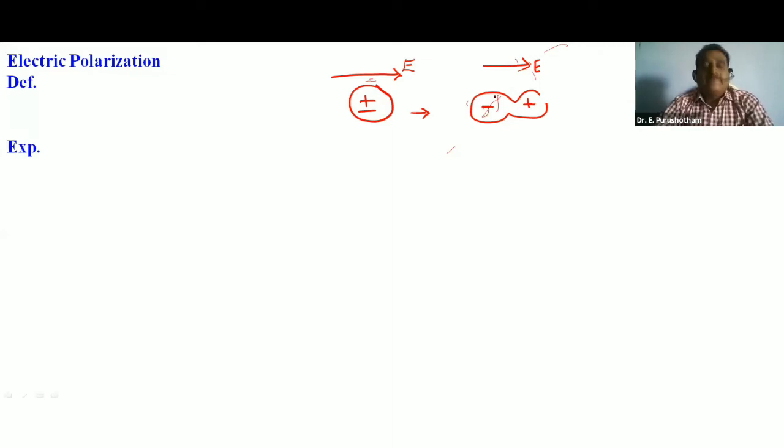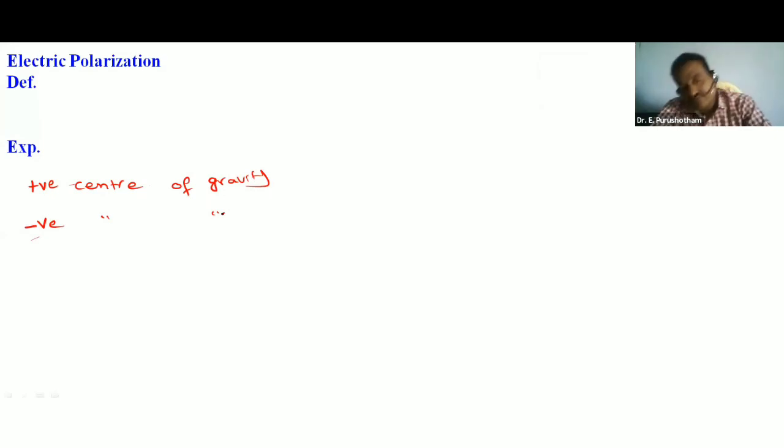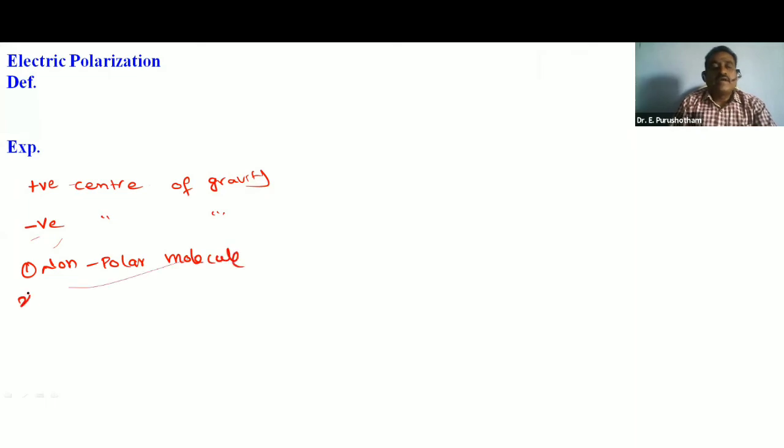That is the definition. So, explanation. Positive center of gravity, and this is negative center of gravity. What is the definition of positive center of gravity and negative center of gravity? And what is a non-polar molecule, and what is a polar molecule? You should remember these.